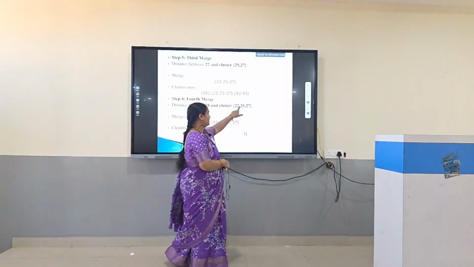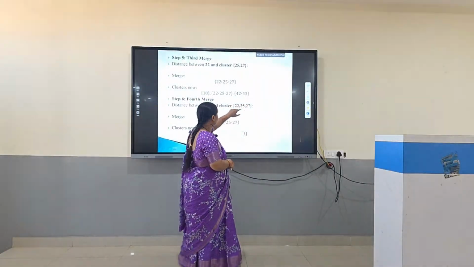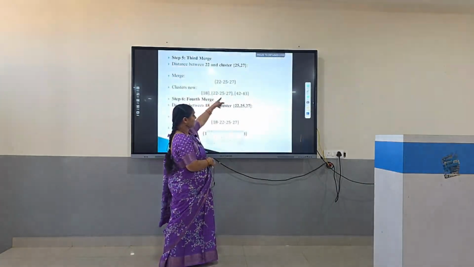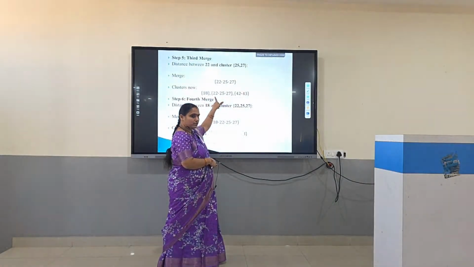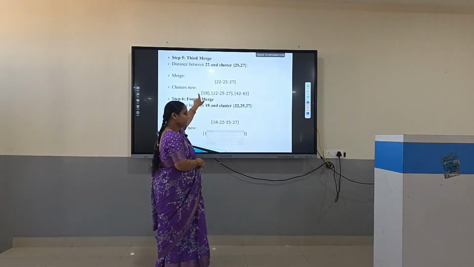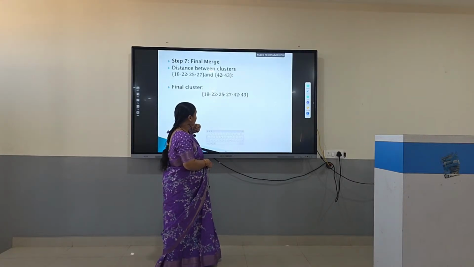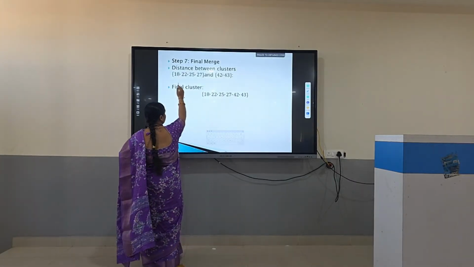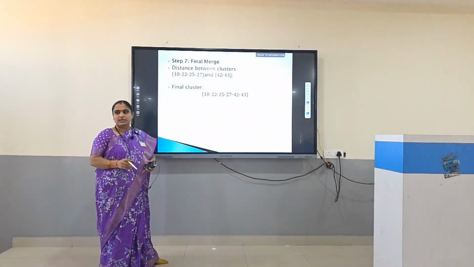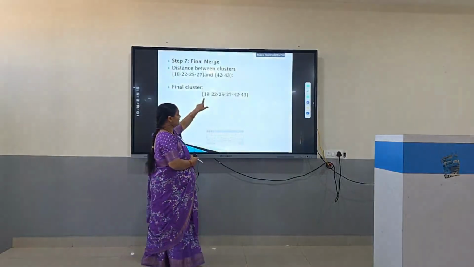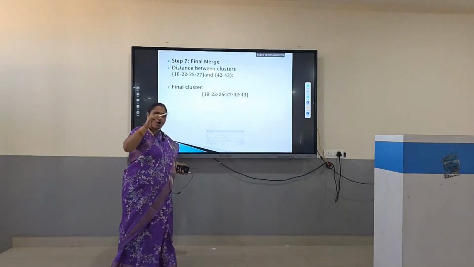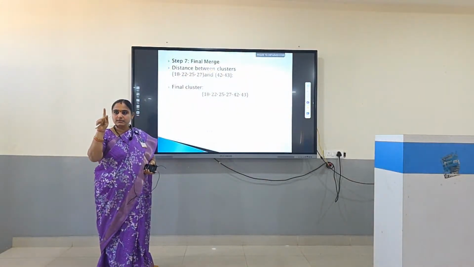The first cluster we have taken is 42, 43. Then the next cluster is 25, 27. Then 25, 27 with 22 is one more cluster. Then we go to the next cluster, 18, 22, 25, 27, and 42, 43. Then at last you combine, and your final cluster is 18, 22, 25, 27, 42, 43. So all the values are combined and you get a single cluster.